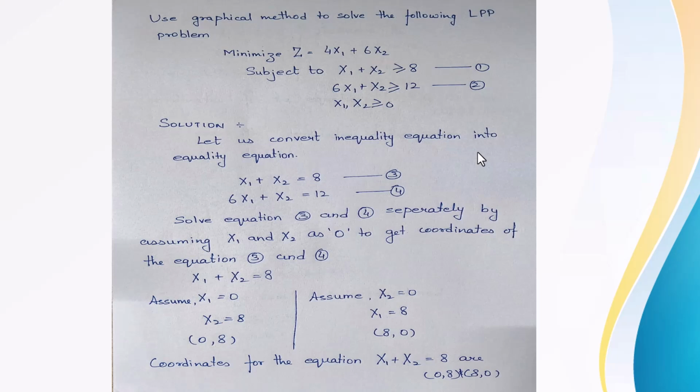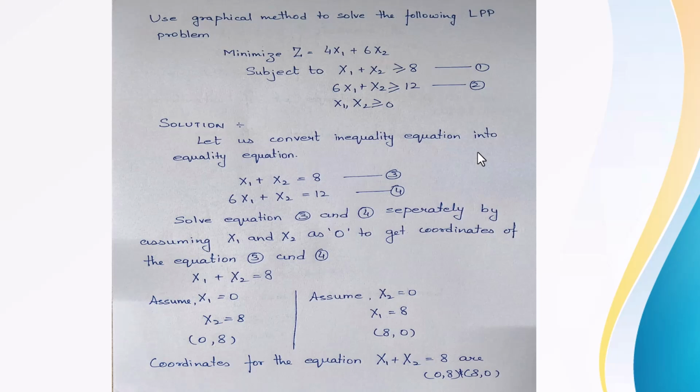Minimize z = 4x1 + 6x2 subject to the constraints x1 + x2 ≥ 8, 6x1 + x2 ≥ 12, where x1 and x2 should always be greater than or equal to 0. Let's start the sum. The first step is to convert the inequality sign into equality sign.